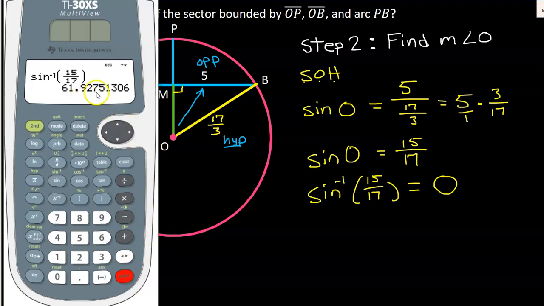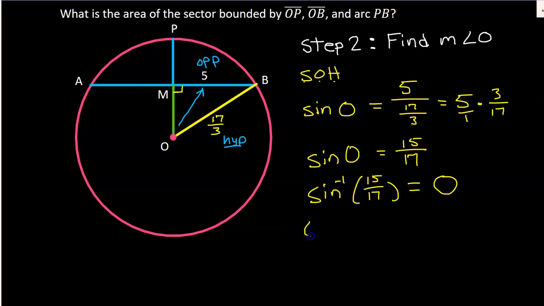I'm going to keep 3 decimal places for now because I'm going to have to use this to find other things, and I don't want to have too much error. So I've got 61.928. And that is the measure of angle O. And that's step 2. We have 1 step left.